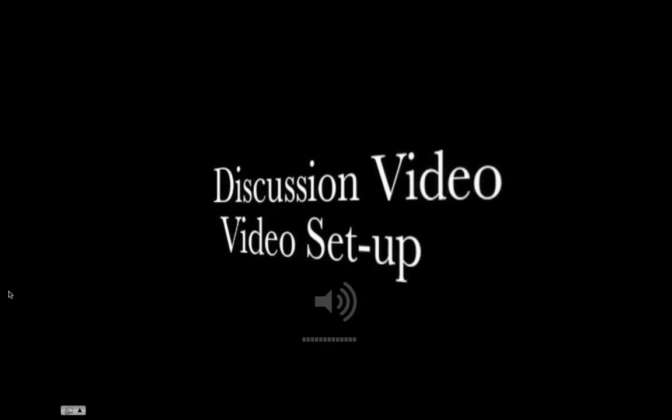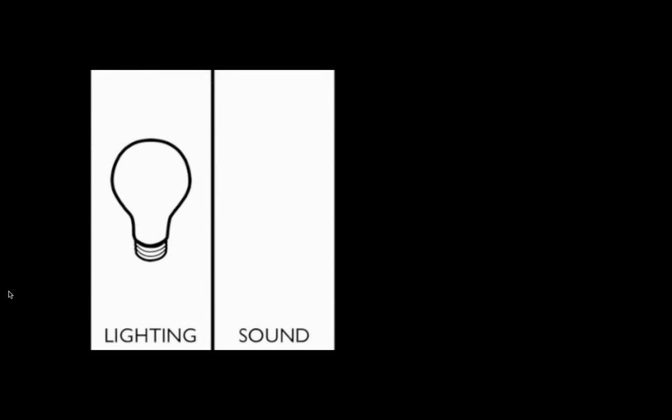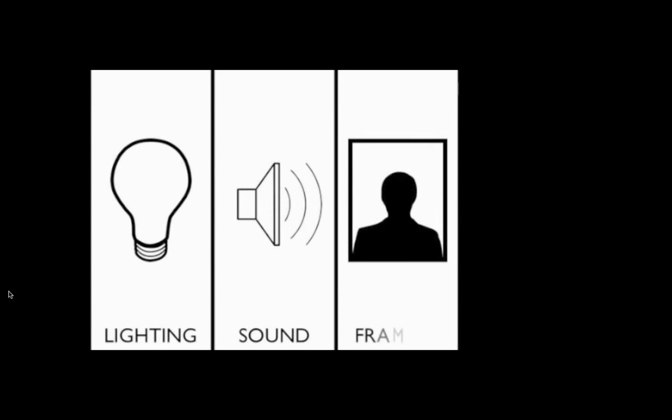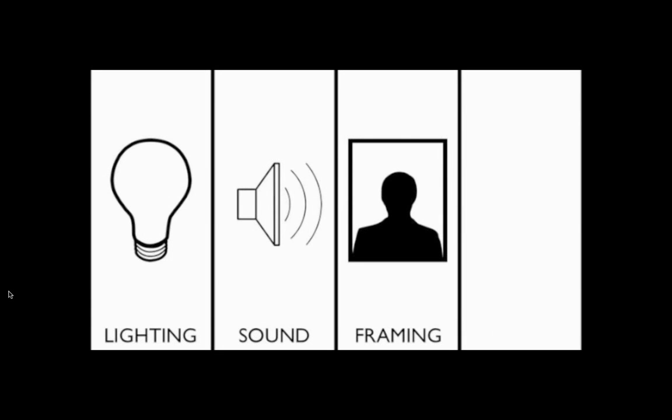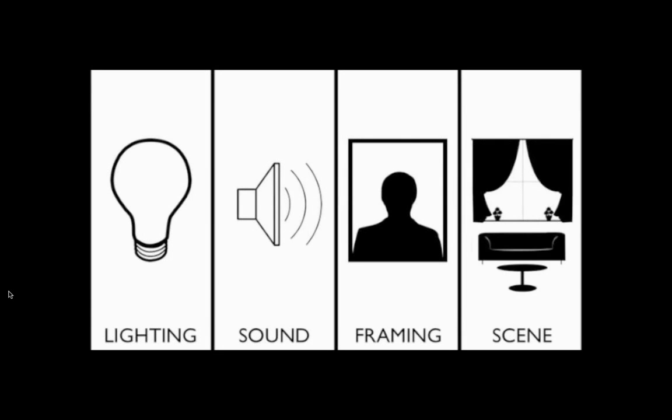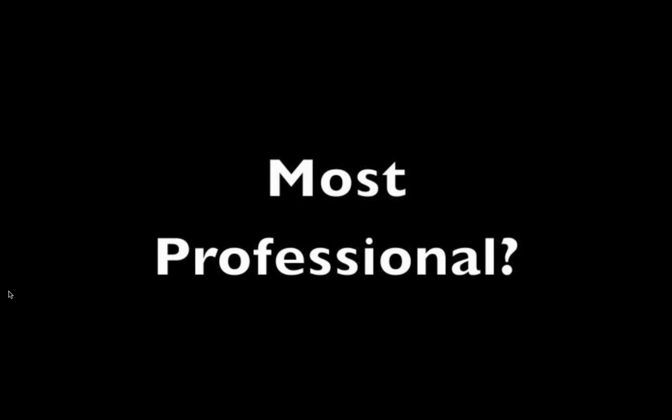In this video, you'll see 4 different clips. Focus on the production quality of each clip, and remember, production quality includes lighting. Can we see you? Sound. Can we hear you, and are there noises in the background? Framing. How much of you can we see? And finally, the scene or the background. What's behind you? Focus on the production quality, and while you're watching these clips, decide for yourself which one looks the most professional. Then, try to figure out how the other clips could be improved.